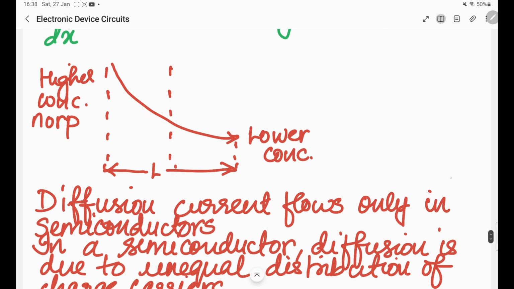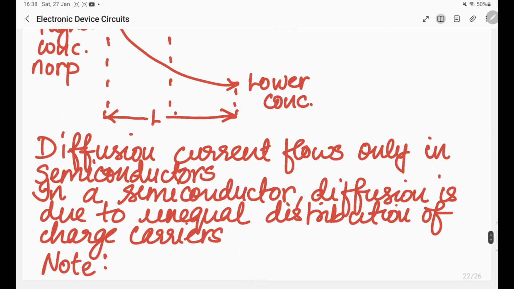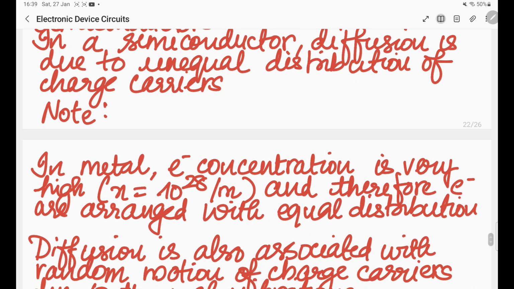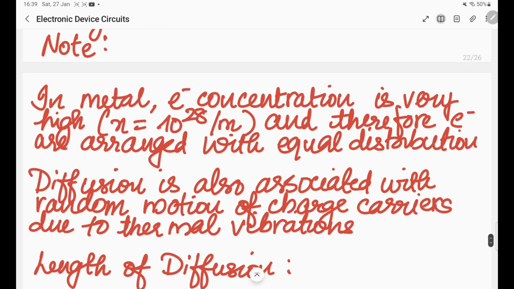Diffusion current flows only in semiconductors, right? We have no diffusion current in metals or insulators. In metals there is only drift current, but in case of semiconductors you have drift current and also diffusion current. In a semiconductor, diffusion happens due to the unequal distribution of charge carriers. And in metal, why we don't have it: the electron concentration is very high in metals, in the range of 10 raised to 28 per meter cube, and therefore electrons are arranged with equal distribution. Diffusion is also associated with the random motion of charge carriers due to thermal vibrations.